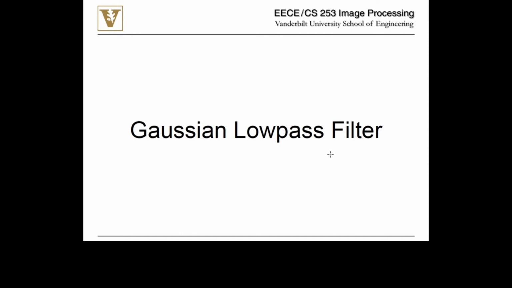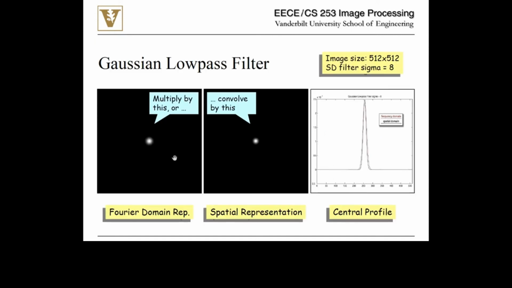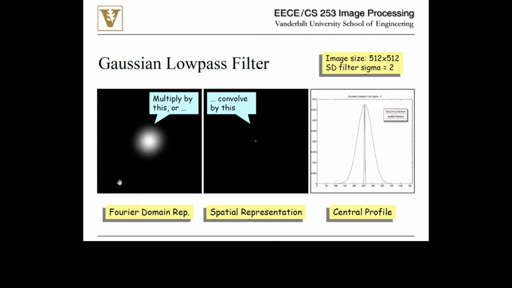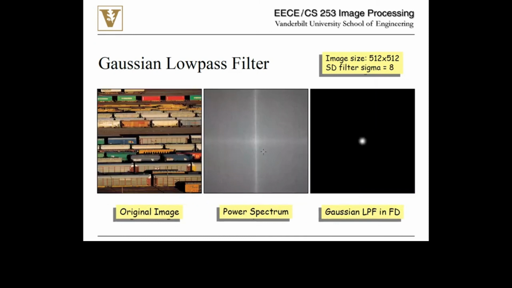You can have a Gaussian low-pass filter, so you have a Gaussian shape in the Fourier domain that translates into a Gaussian shape in the space domain. These are just the central profiles of both functions. If you have a wider support in Fourier space, then you have a narrower Gaussian in real space, so this is closer to a delta function.